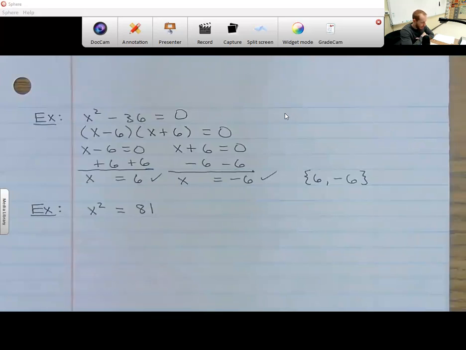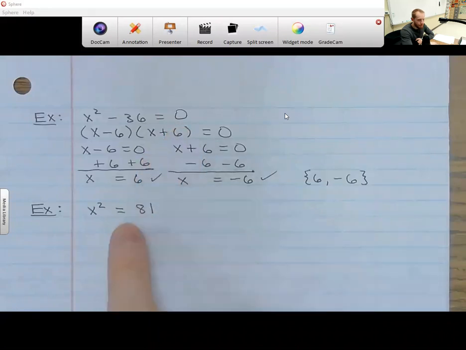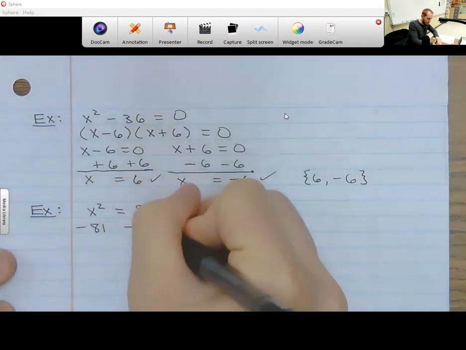And at this point, what I want to do is get rid of that 81 from this side, because I want this one to look like the one up here. I want to get 0 on the right side. So how do I get rid of a positive 81? Wouldn't I have to subtract 81 from both sides? So let's do that. We're going to subtract 81 from both sides and see what happens.